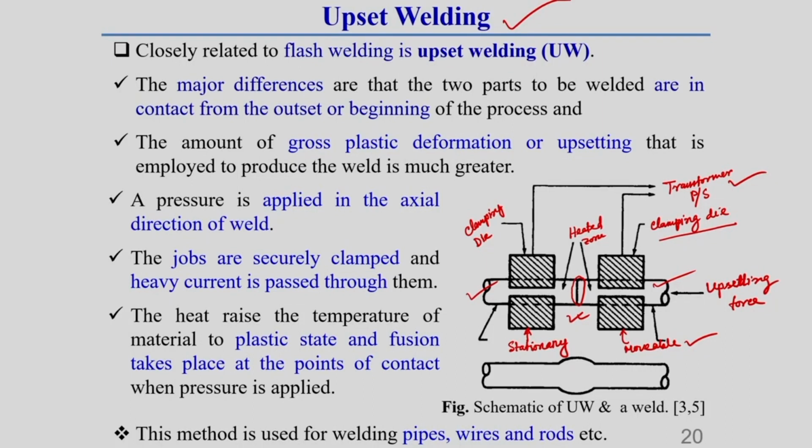Okay. The heat raises the temperature of the material to plastic state, and in this region generally fusion takes place. After that, once the material becomes soft enough and fusion takes place in this region, then sufficient offsetting pressure is applied. Due to this offsetting pressure, these two workpiece offset in this region and a weld is formed, which looks like this. Okay. This is an offset weld sample. This you can write. Now this offset welding technique is widely used in pipes, wires, rod. Okay. This has a wide application.